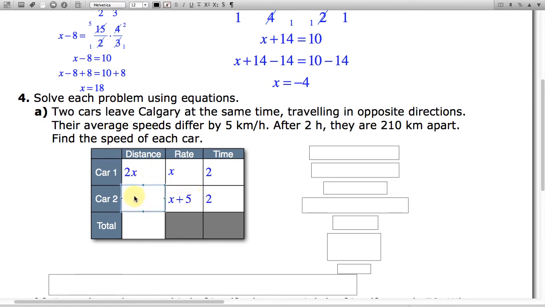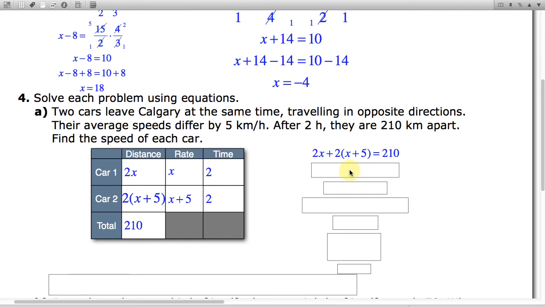You also do 2 times x plus 5, and, well, you can just leave it like that, 2 times x plus 5. We know that the total distance between them, the distance that's traveled by car number 1 and the distance traveled by car number 2, since they're in opposite directions, add those together and it should add up to a total of 210 kilometers. So we're actually just going to use this column here to make our equation. So notice that the first step is you set up this chart and you fill in this chart. It really wasn't necessary to use these last two boxes here. But now we've made an equation.